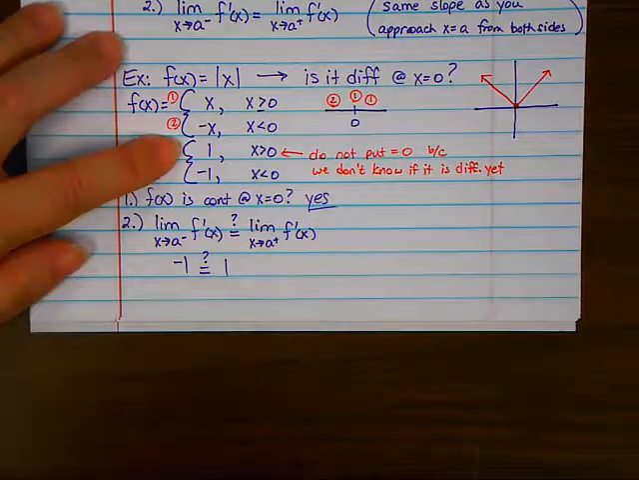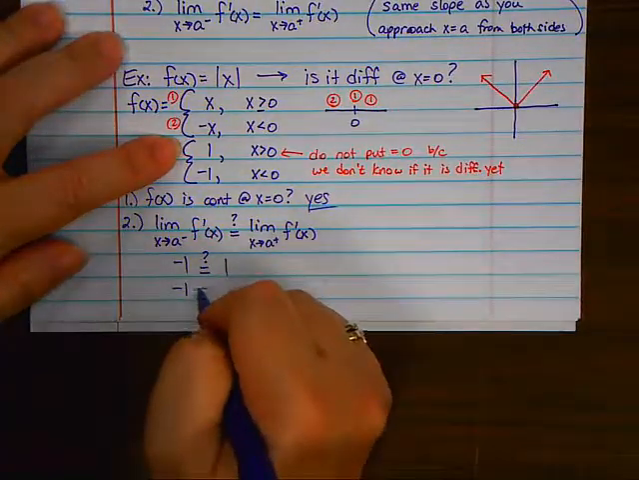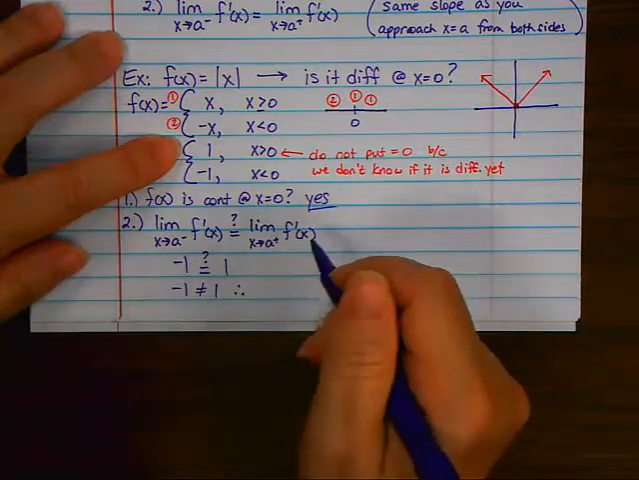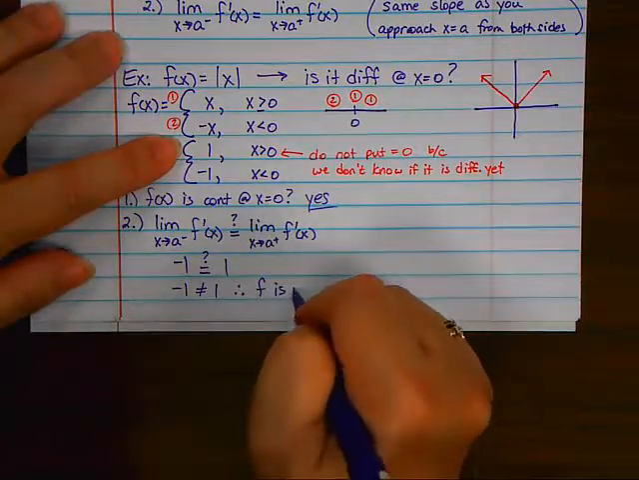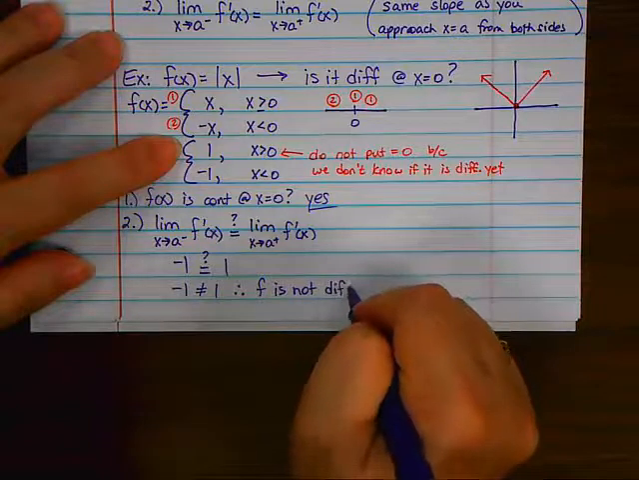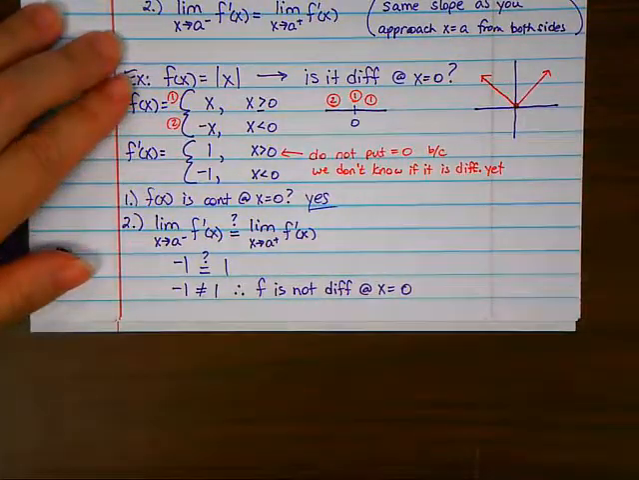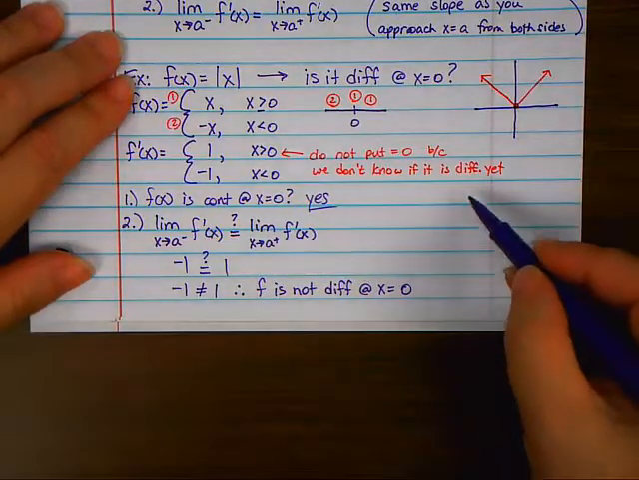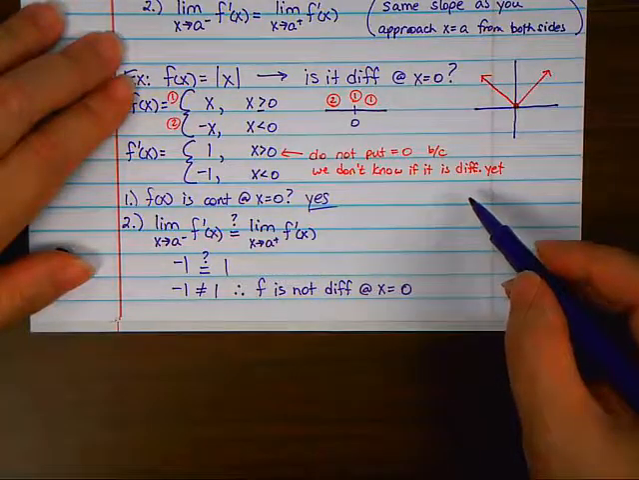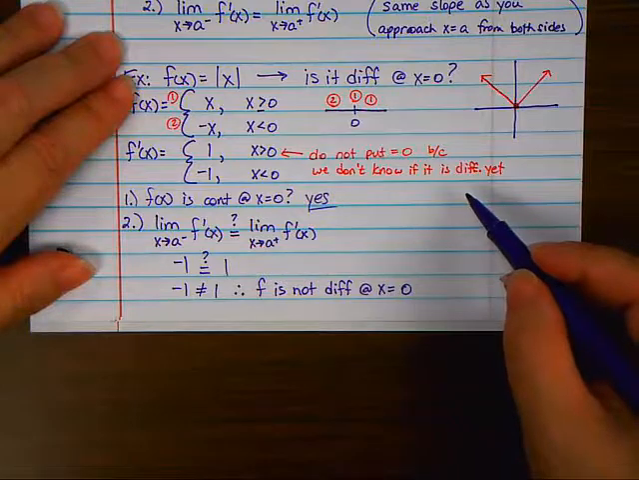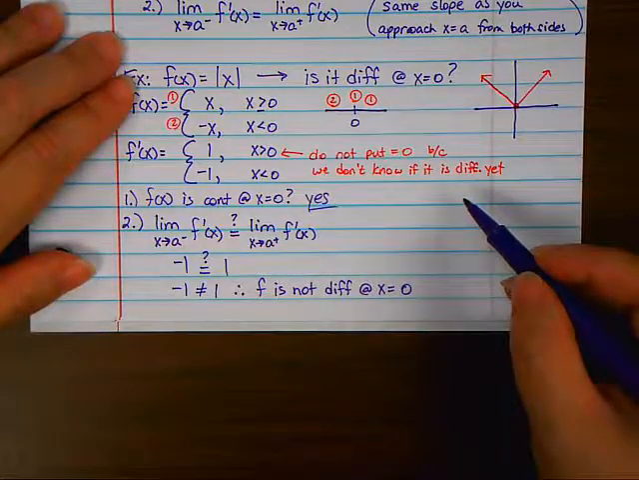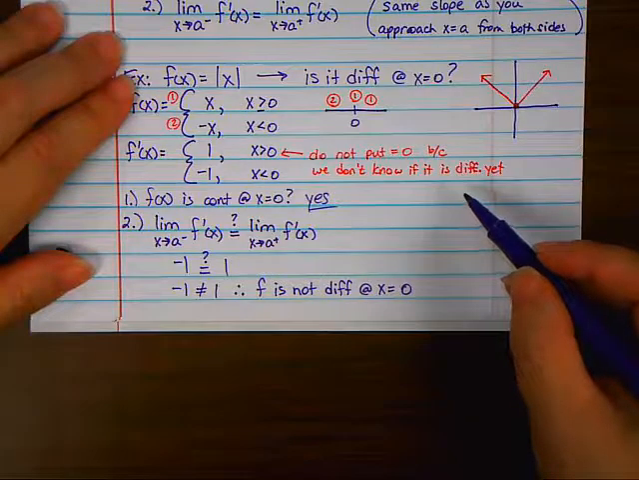Are those two things equal to each other? No. Negative 1 does not equal positive 1. Therefore, f is not differentiable at x equals 0. And if you go back to what we wrote in red, that means that neither one gets the equal sign because it's not differentiable. Okay? Neither one gets the equal sign.